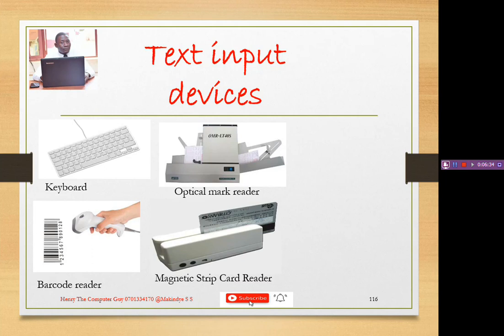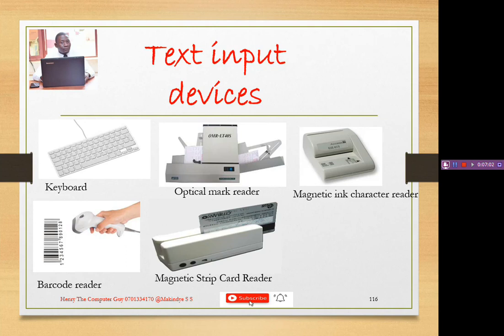Then we have the magnetic strip card reader. So those of you who don't want to move with physical cash, you need a credit card, you have it, you move with it, you can transfer money to any other account using the magnetic strip card reader. So you have a credit card, it reads that line on the back of the card. Then a transaction can be made to any other account.